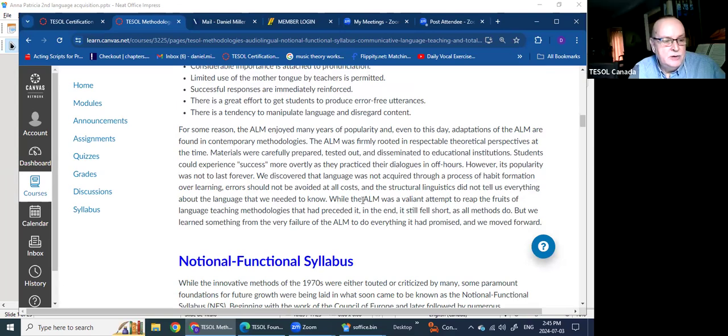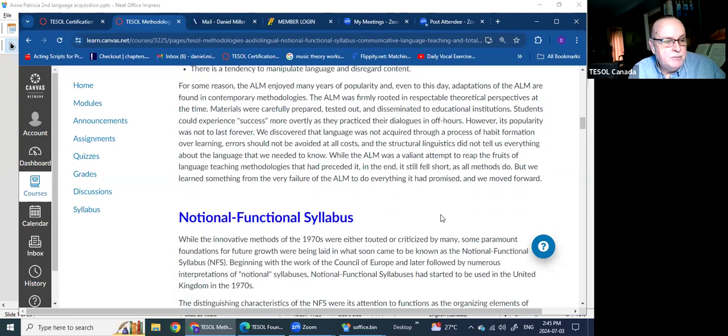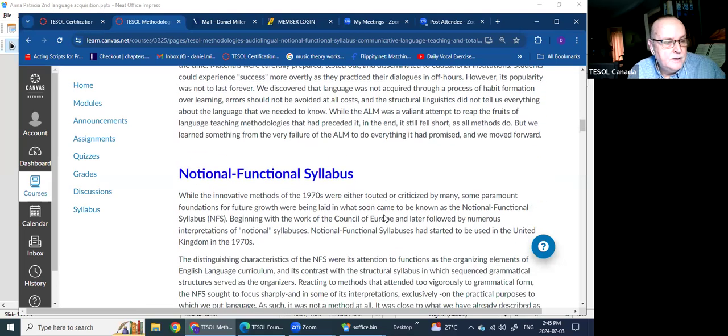So while the audiolingual method was a valued attempt to reap the fruits of language teaching methodologies that had preceded it, in the end, it still fell short, as all methods do. But we learned something from the very failure of the ALM to do everything it had promised, and we moved forward. While the innovative methods of the 1970s were either touted or criticized by many, some paramount foundations for future growth were being laid in what soon came to be known as the Notional Functional Syllabus, NFS.